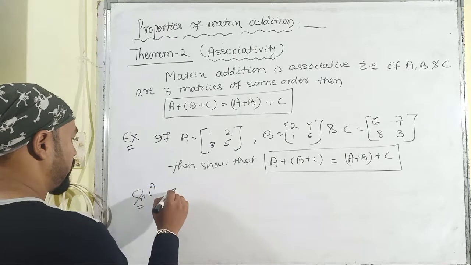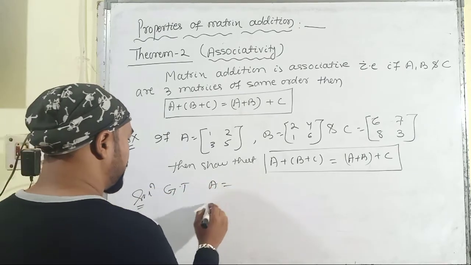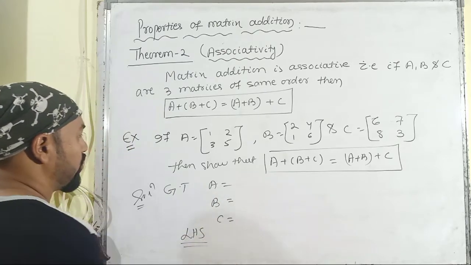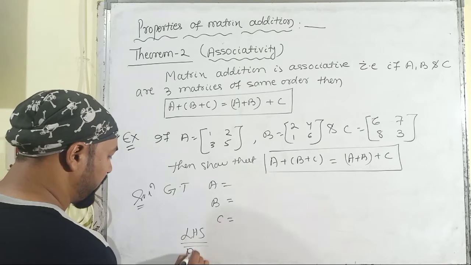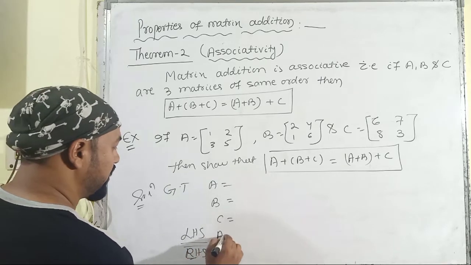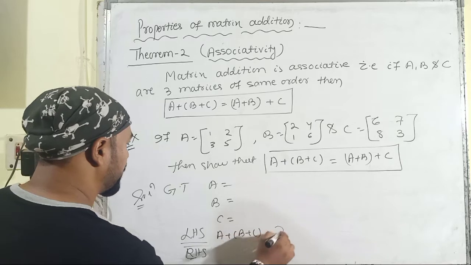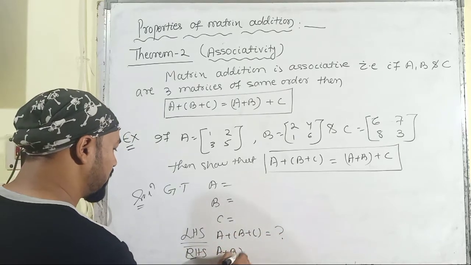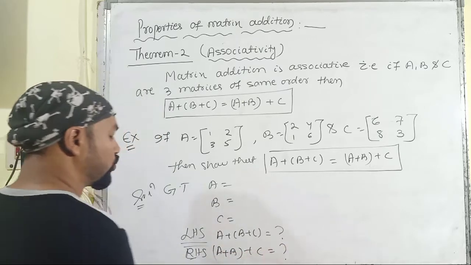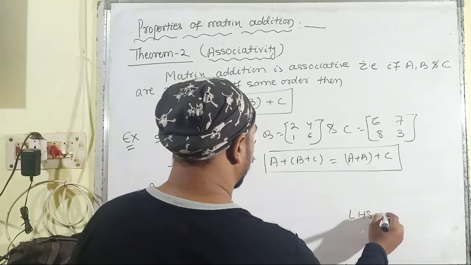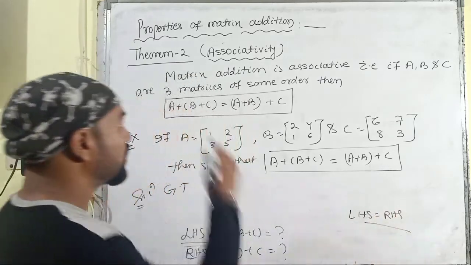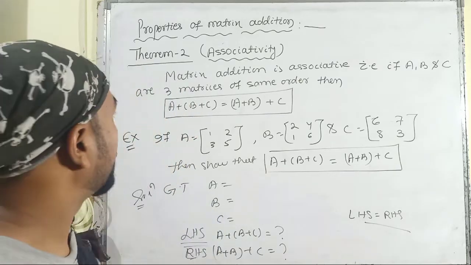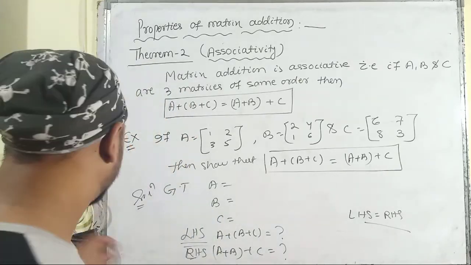So first of all, you have to write down the given matrices here: A is equal to, B is equal to, and C is equal to. Then you have to find the value of the left hand side, and then the value of the right hand side. Left hand side is A plus (B plus C), and you have to calculate its result. Then in the right hand side, you have to calculate this result, and you have to show that the left hand side is equal to the right hand side. So the associativity property is satisfied for matrix addition. Then let us move to theorem number 3.